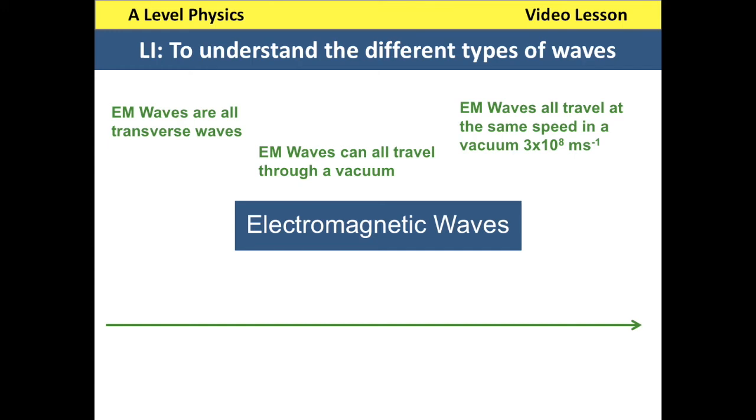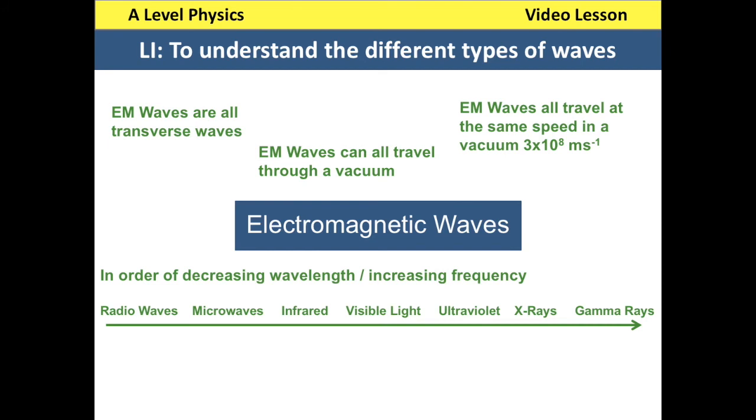We also need to know that all electromagnetic waves travel at the same speed in a vacuum, and that speed in a vacuum is 3 times 10 to the power of 8 meters per second. That should look familiar to you because that is actually the speed of light, and of course light is an electromagnetic wave. Now you also need to know the order of the electromagnetic waves in order of decreasing wavelength.